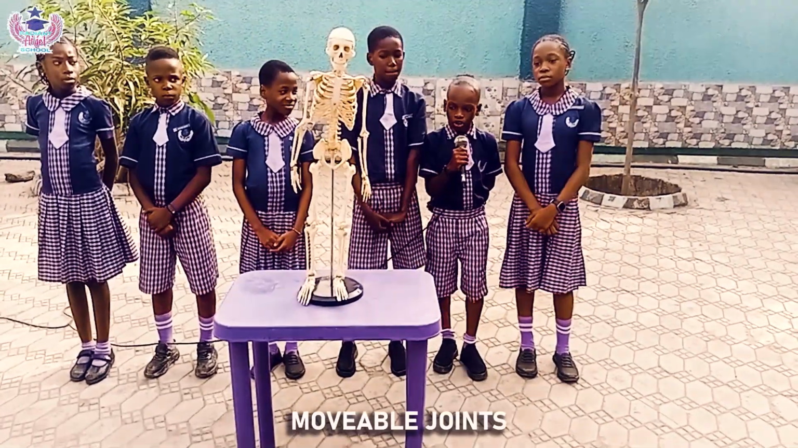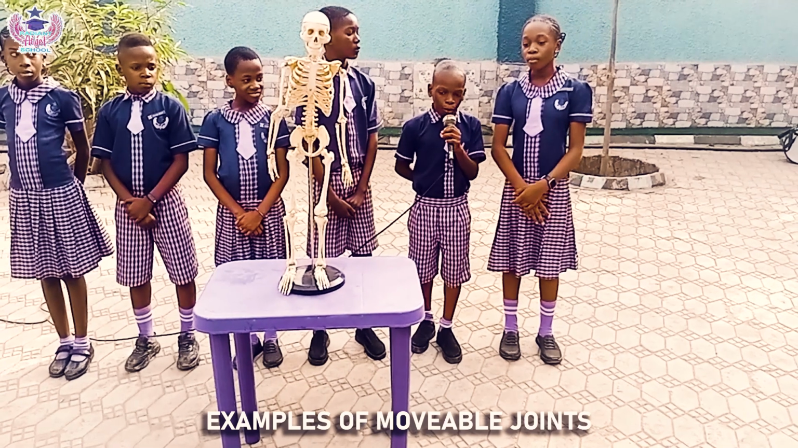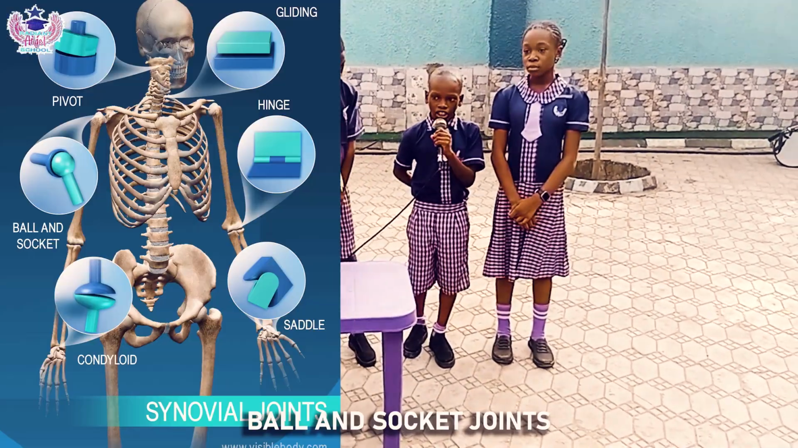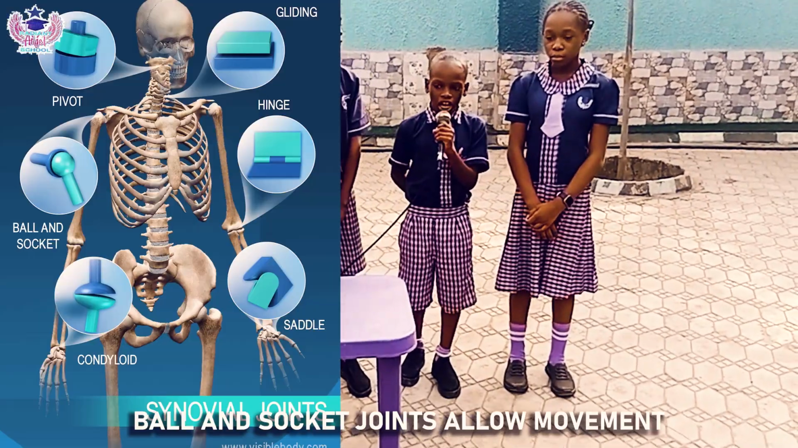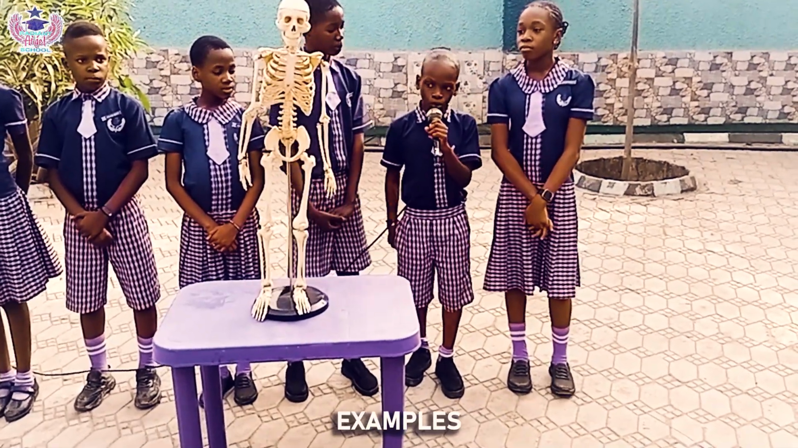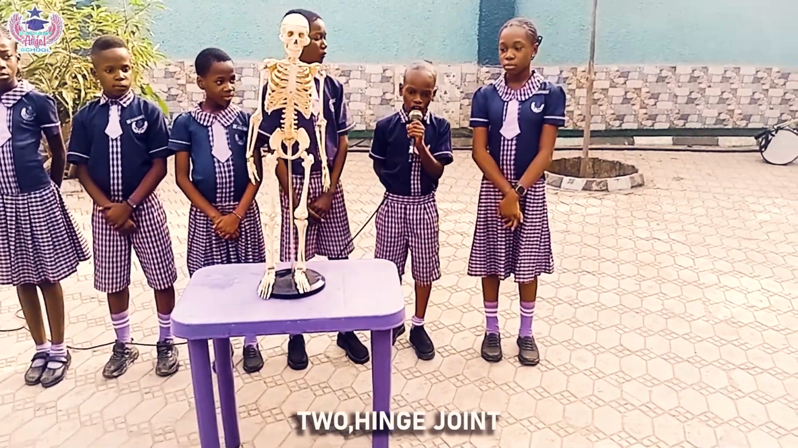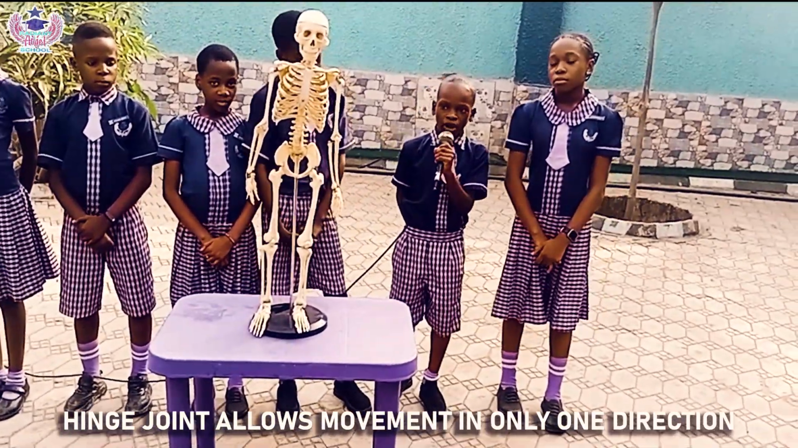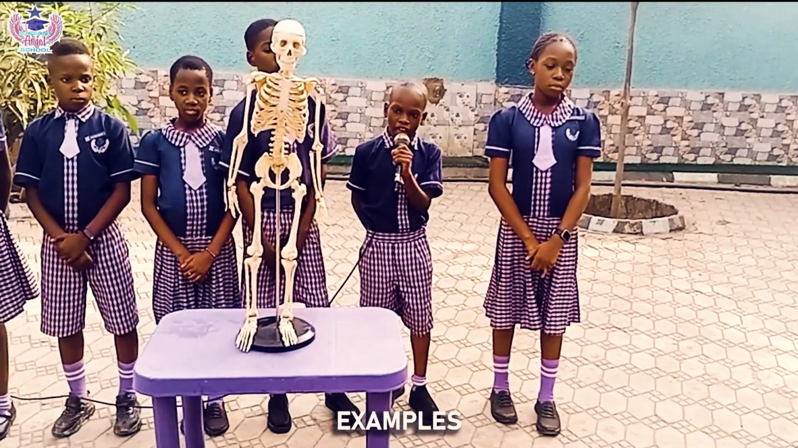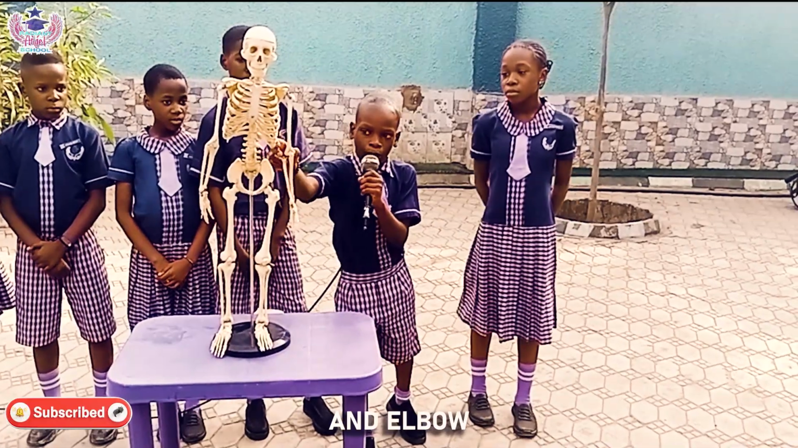1. Movable joints. These are joints in the body where bones meet and can slide on each other. Examples of movable joints: ball and socket joints. Ball and socket joints allow movement in all directions. Example: hip joints and shoulder joints. 2. Hinge joints. Hinge joints allow movement in only one direction. Examples: fingers, knee, toes, and elbow.